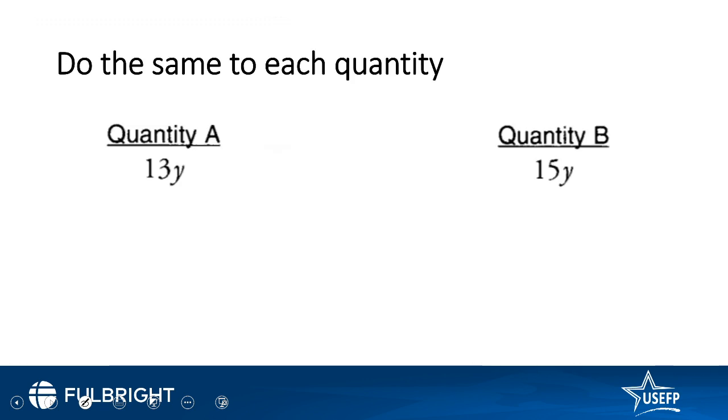Now do the same: whatever you do on the left hand side, you do on the right hand side. Next question: which is bigger? One thing we learned in the last few slides is to think, can they be equal? If y equals 0, then both sides are equal, so we have eliminated A and B. Now if we substitute y equals 1, we find that 15 is greater than 13. So the answer to this question is D.